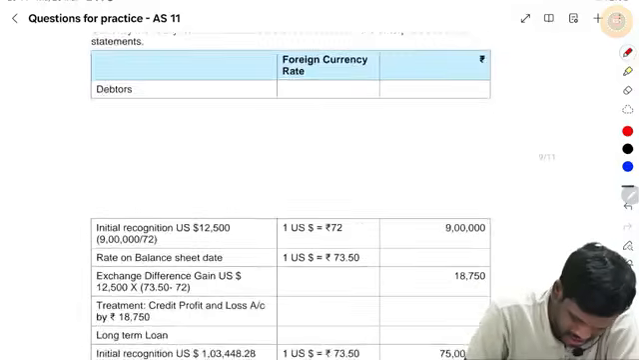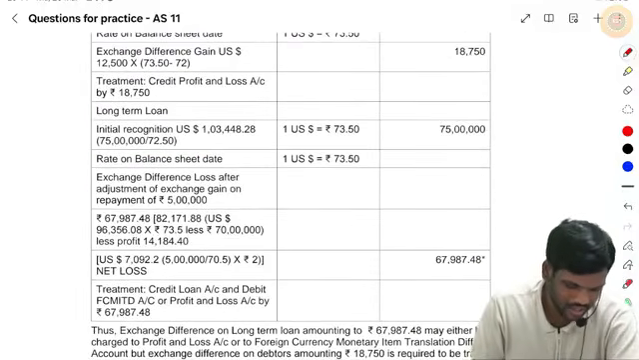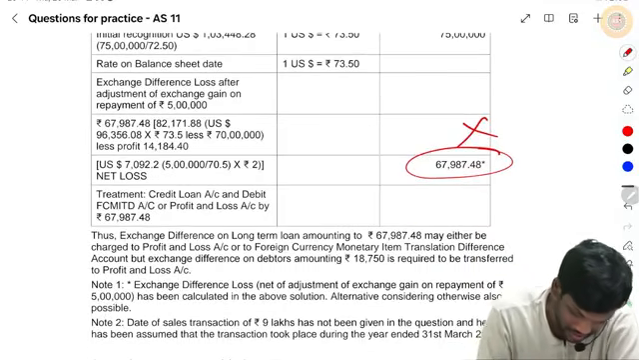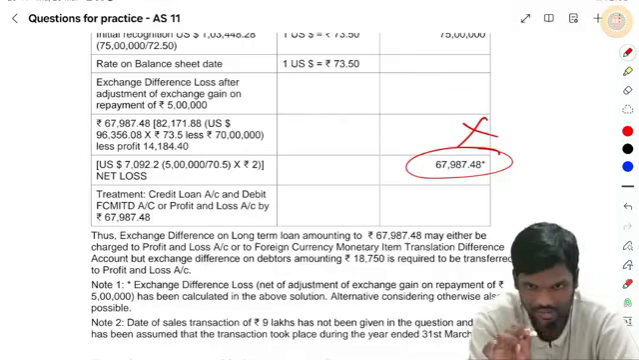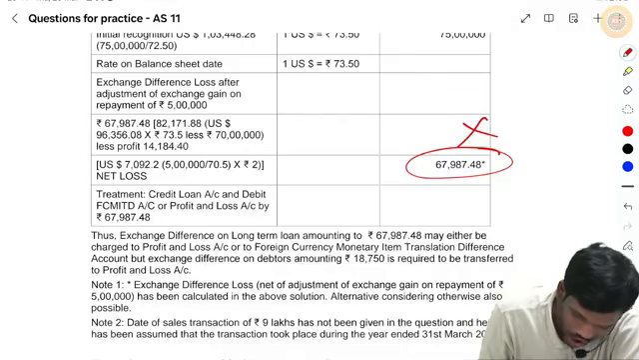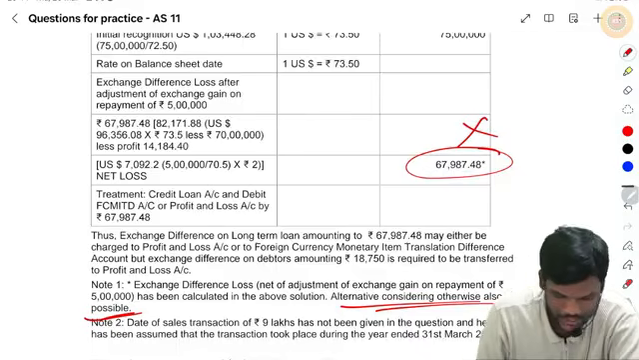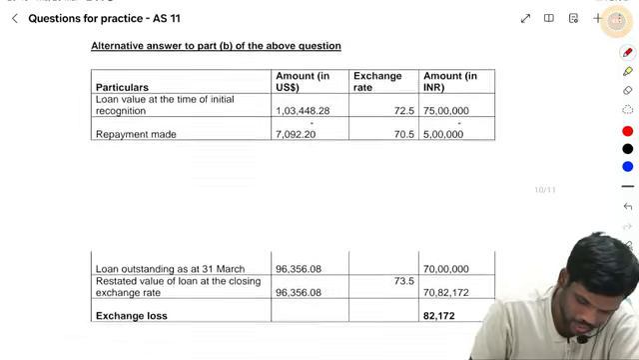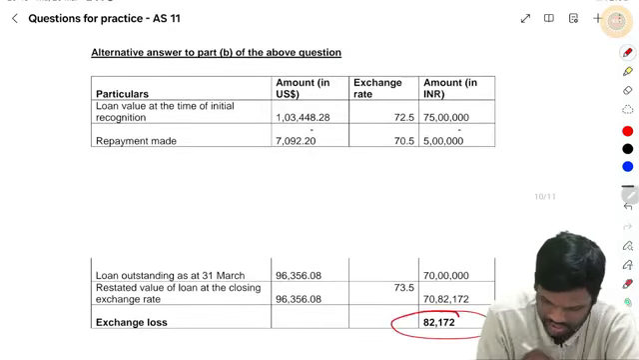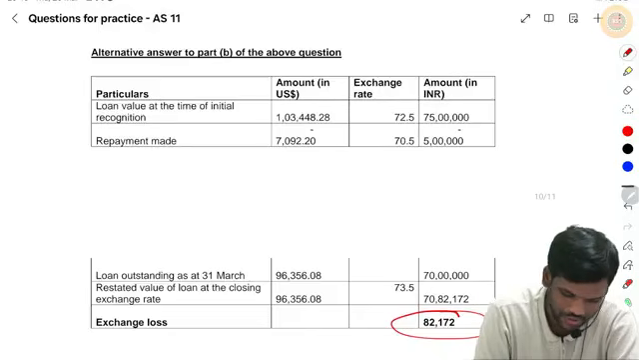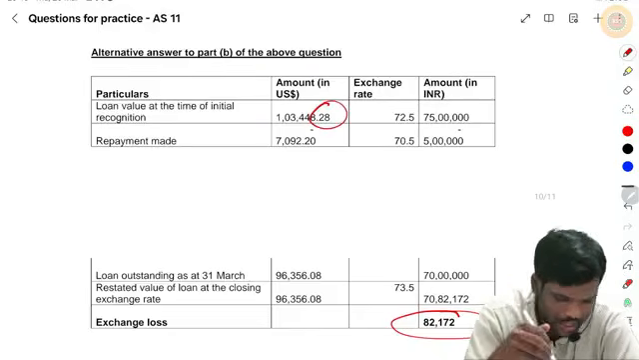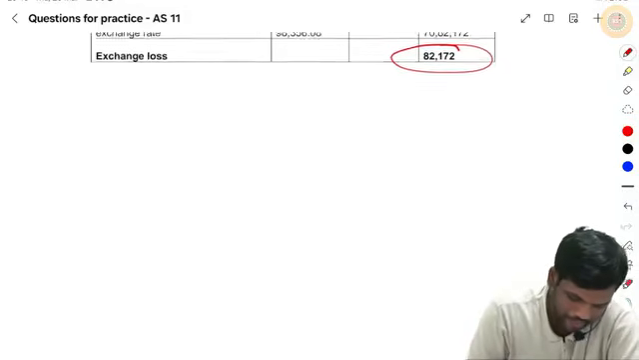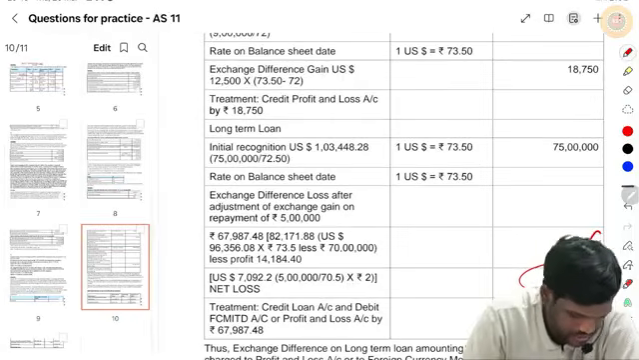Now ICAI has actually tried to confuse us. In my view their answer is not right. To be safe, they have themselves mentioned in a note in the suggested answer of this past question that alternatives are also possible. So in my view this alternate answer which we have discussed is a more accurate one, which I have also given in the form of a table. There's a slight difference because of the decimals which I have rounded off in my answer, so you can go through this alternative answer, which will be more useful. So this is what basically we wanted to discuss in AS11.